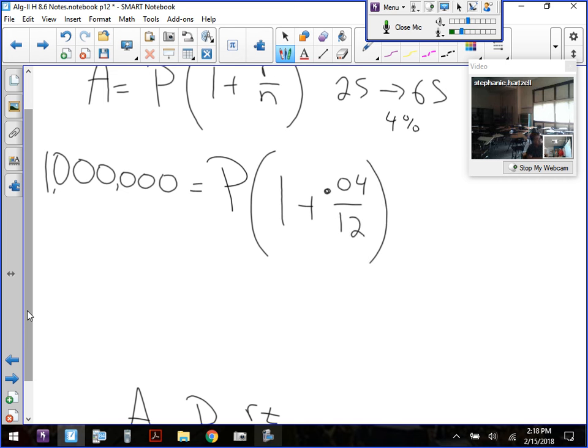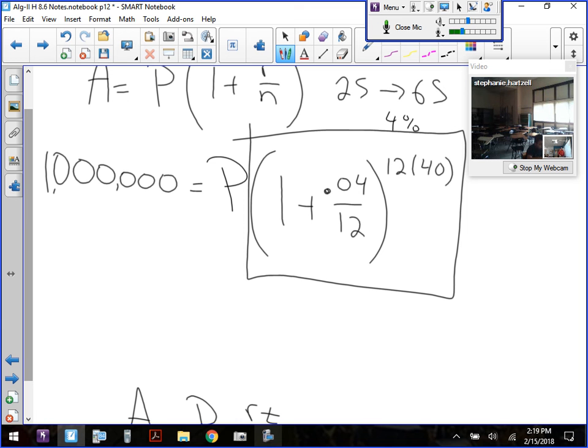And if you're compounding it monthly, last time I checked, there are 12 months, right? So we have 12 times 40 years. Now, in order to solve for P, you basically are just working backwards. You have to figure out what all of this equals, and then take $1 million and divide it by that, right? So you're going to be really sad here in a second.